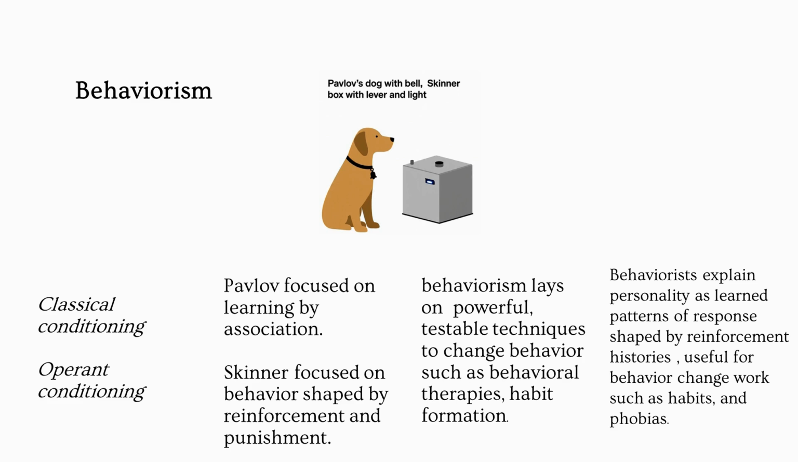Examples: a child afraid of dogs after being bitten is an example of classical conditioning, and rewarding study behavior with praise increases study frequency, an example of operant conditioning. The strengths of behaviorism lie in powerful, testable techniques to change behavior, such as behavioral therapies and habit formation. The limitations are that it neglects internal thought processes, emotions, and biological factors.